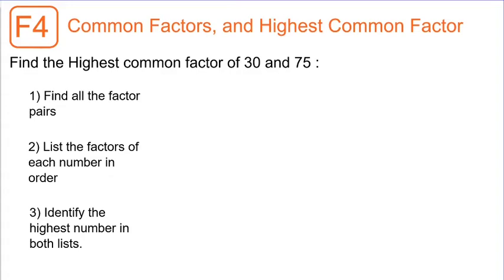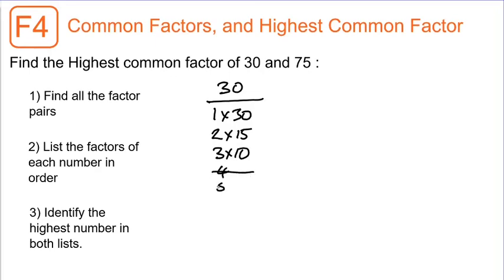Let's start with 30. I'm going to cross out this last pair because it's the same as the preceding one. And now we're going to write down the numbers in ascending order, following them like this.